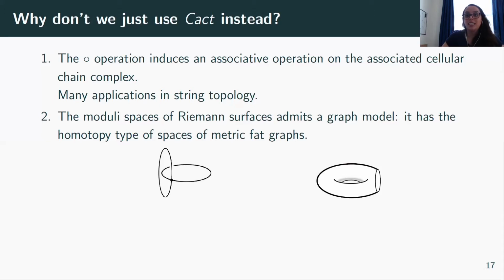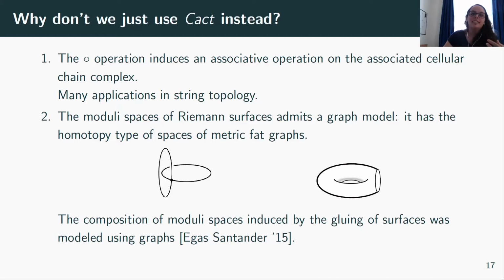Now we want to define a composition of fat graphs that mimics cobordism composition somehow, and this was done by Daniela Santander in 2015. But this composition is not associative. And unlike the case for cacti, there is no obvious way that you can make it associative by changing the lengths of things. And now that you have multiple boundaries in which you can glue to do your cobordism, you can't rescale things all at once as you did for cacti.